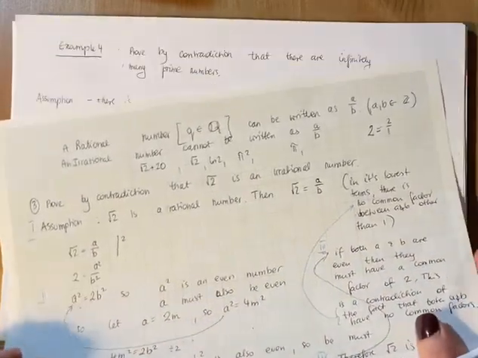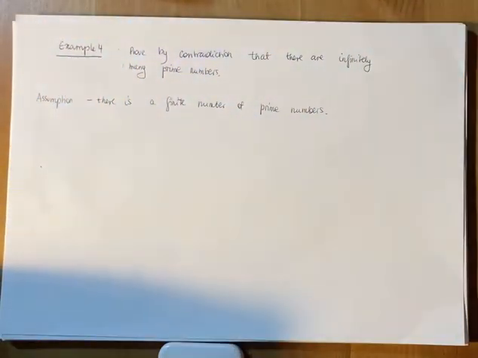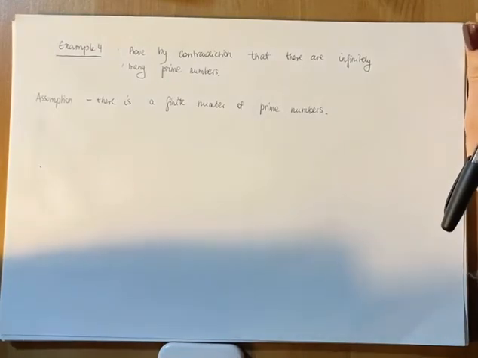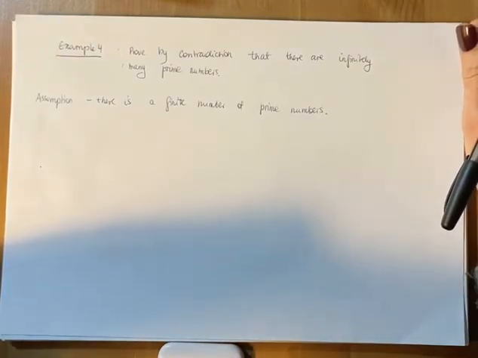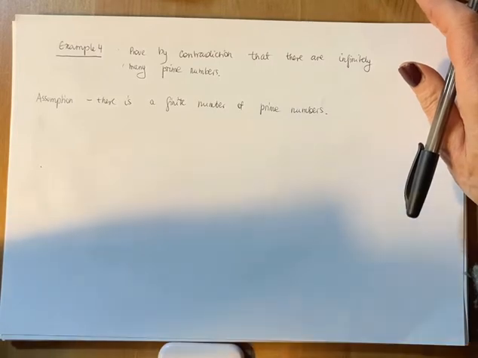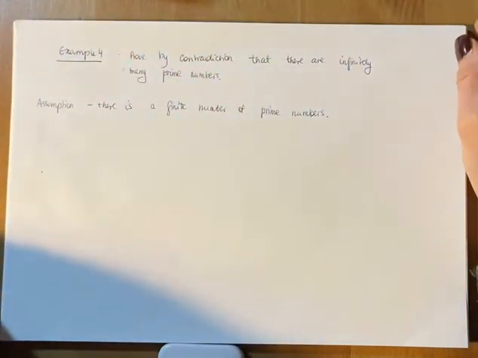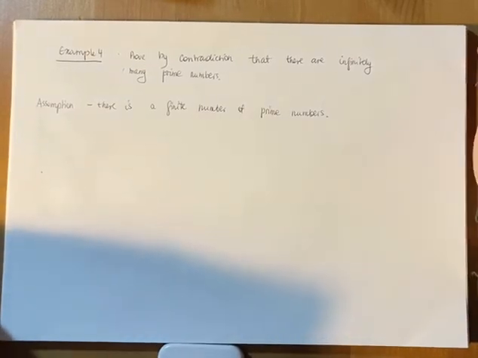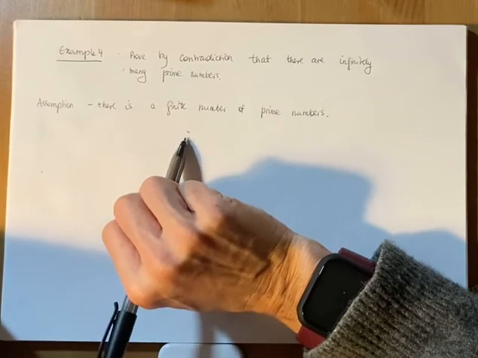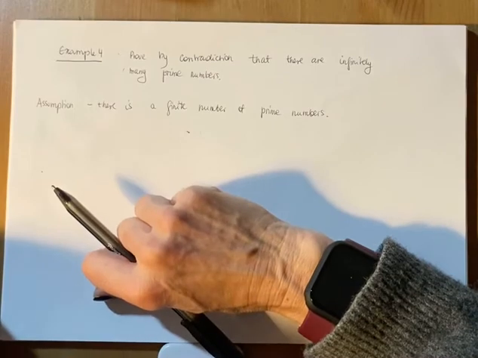Good, so we're going to just have a look at the next example, which is the last example before you have a go at exercise 1A. It's proof by contradiction that there are infinitely many prime numbers. This is another proof that I would strongly suggest you practice writing out in case you get it asked. It's a very, very famous proof, so please learn how it works and why it works.